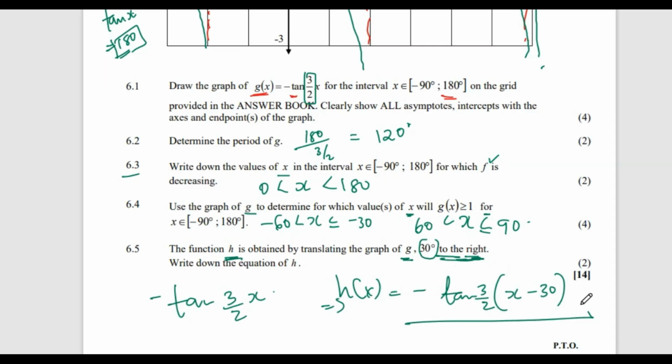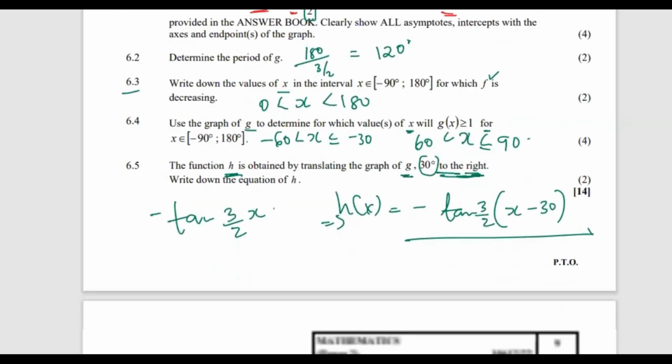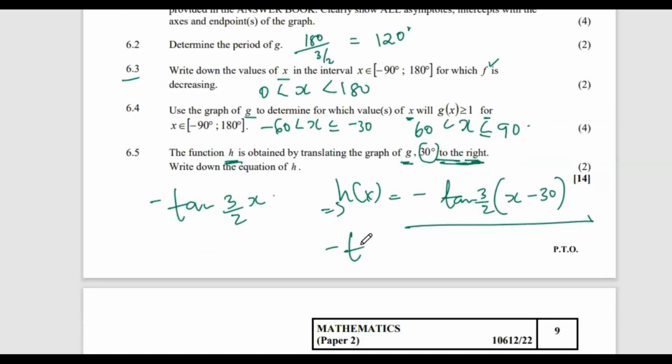Okay. Then if you want, you can open this up. That's if you want, but that is still perfect for me. If somebody opened it up, it will be 3 over 2x minus 45. That is if everything's together, but this is just enough for the 2 marks.